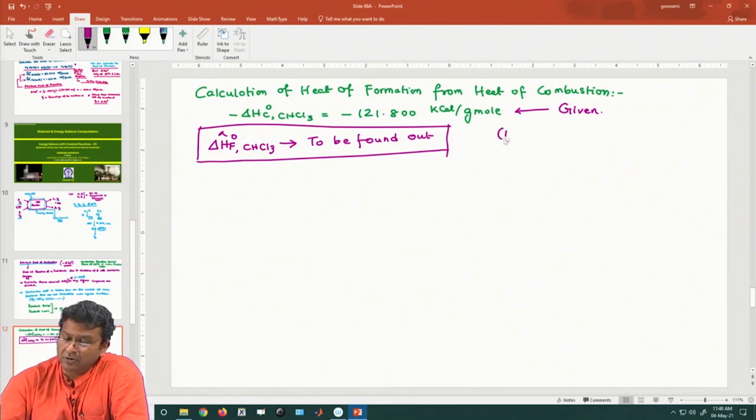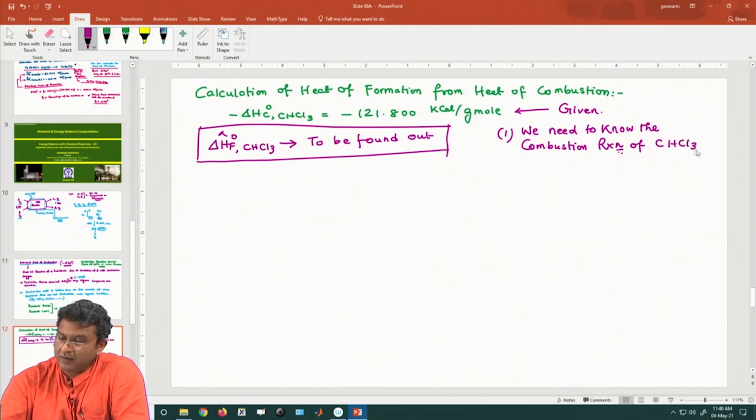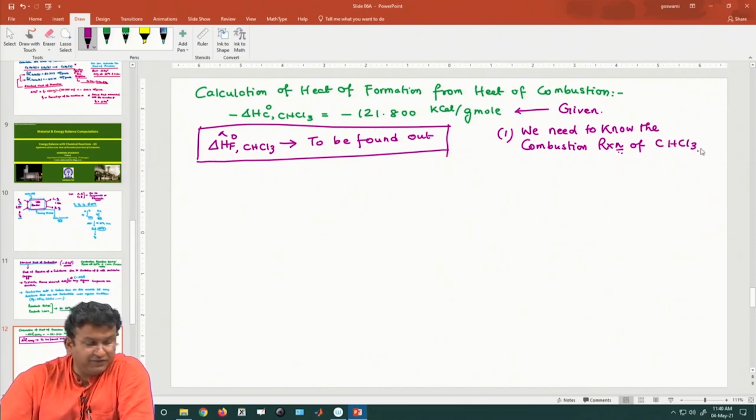So, the stuff we need to know is, number one, the combustion reaction of chloroform, right, which is not a very straightforward reaction, because have you ever heard that chloroform is being used as a fuel? The answer is no. So, the combustion reaction of chloroform, let me write it down for you, and this is at the learning stage. So, it is perfectly fine. So, it is something like this.